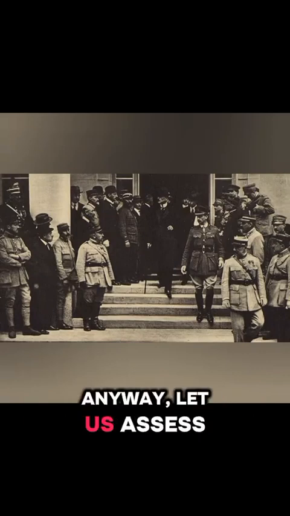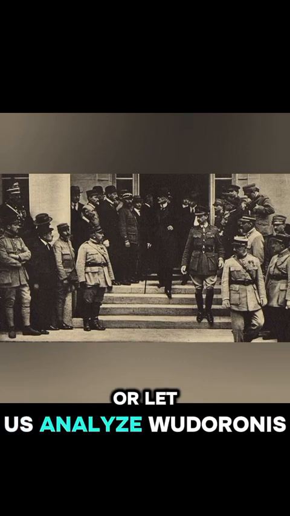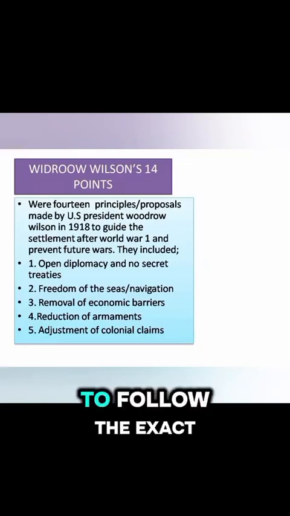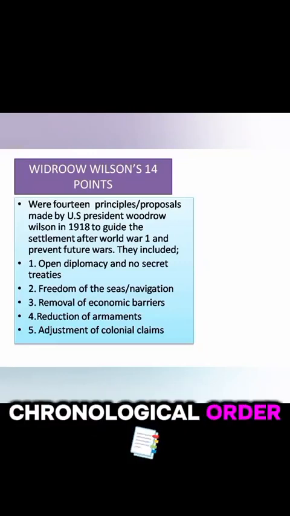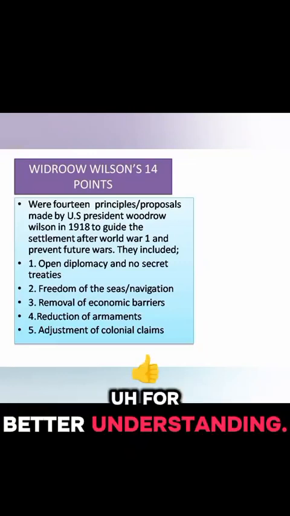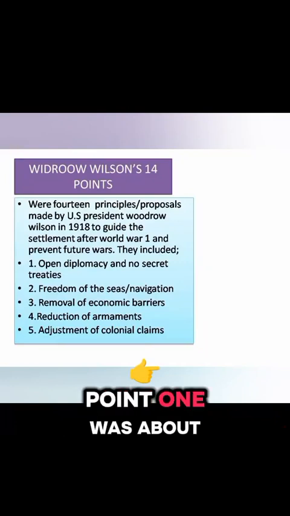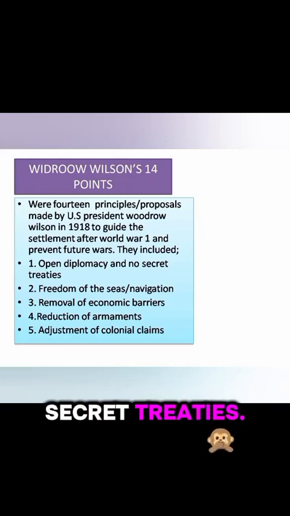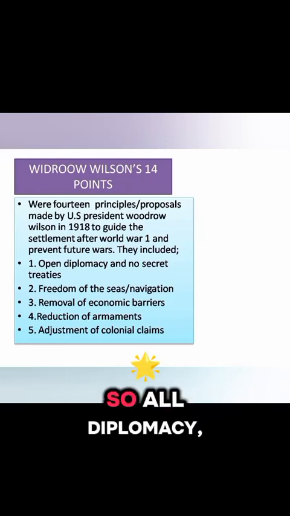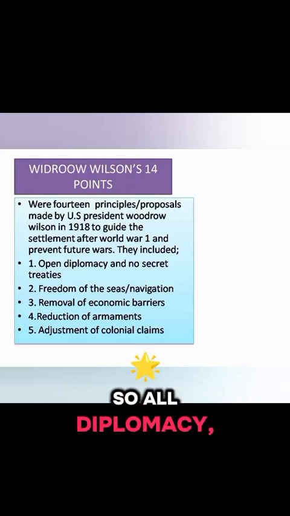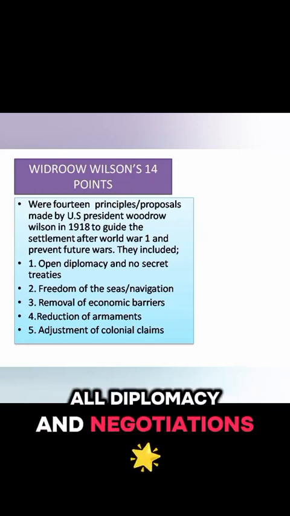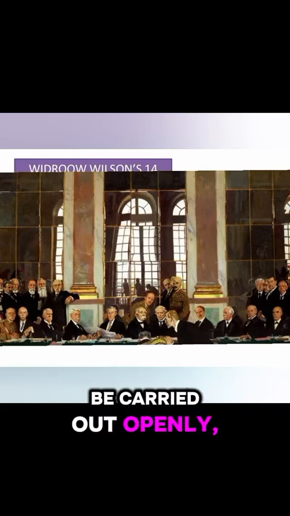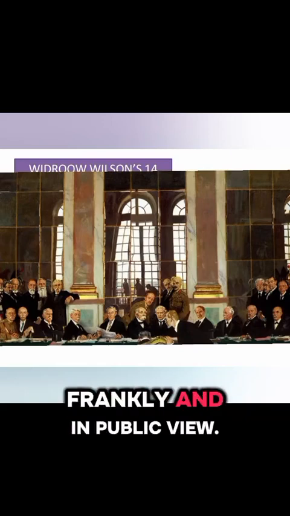Anyway, let us analyze Woodrow Wilson's 14 points. We are going to follow the exact chronological order for better understanding. Point 1 was about open diplomacy and no secret treaties. All diplomacy and negotiations between the states was to be carried out openly, frankly, and in public view.